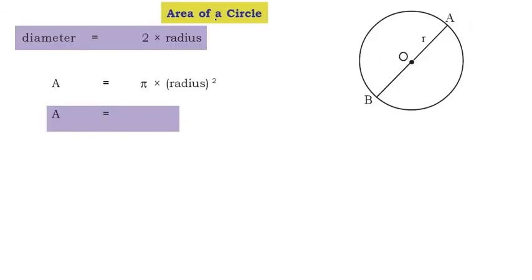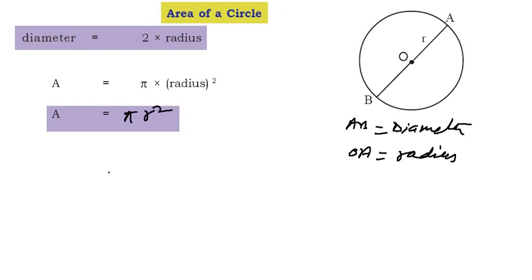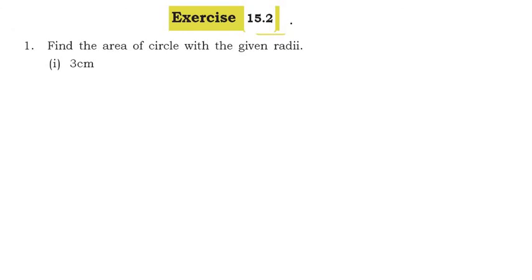Now come to the area of circle. This is the radius. OA is the radius and AB is the diameter. So you have to see AB is diameter of circle and OA is the radius of circle. Now the diameter is 2 into radius and the area is pi into radius square. You can say pi r square also. So always remember this one. You have to know area is equal to pi r square and pi is equal to 22/7 or you can say 3.14.